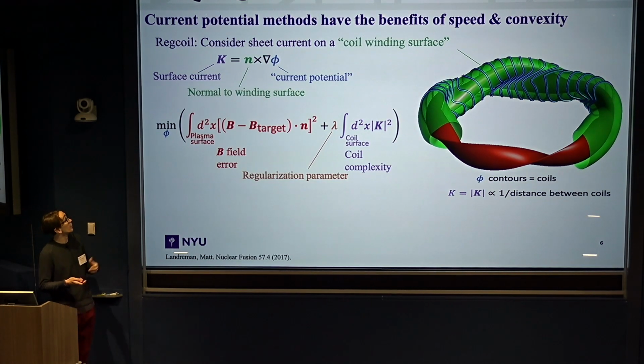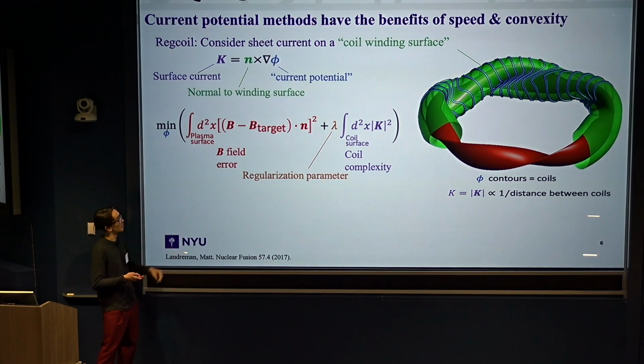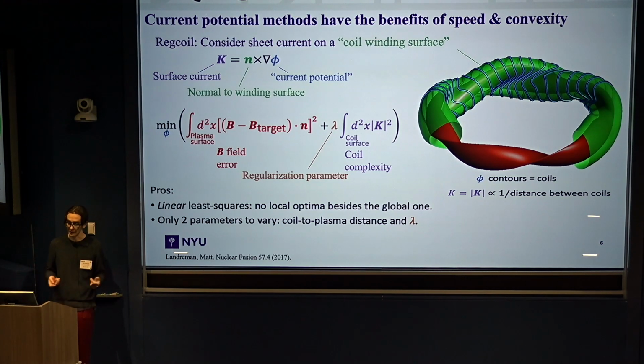And what's nice about it is you can write the sheet current in terms of a current potential. This f_B metric, which is trying to get the B·n errors to 0 on the plasma surface, turns into a linear least squares problem. And then to avoid these unwanted solutions, we add some regularization, in this case penalizing solutions that have very large current densities on the surface, which is a reasonable thing to ask for. So the pro is it's linear least squares. That means it's a convex optimization problem. You can provably solve it to the global optimum. And there's only two parameters to vary, which is where you put this toroidal surface in green, and how much regularization you want to put in.